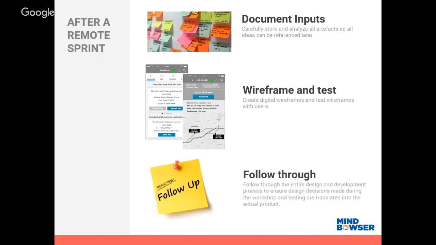And then it's also really important to follow through. So the entire design and development process, follow through this process to ensure that the design decisions that you made during the design sprint or workshop and testing are translated into the actual product. So more or less, it's the same that you would do after a typical on-location sprint. So follow through rigorously and see that those features are actually built and shipped.